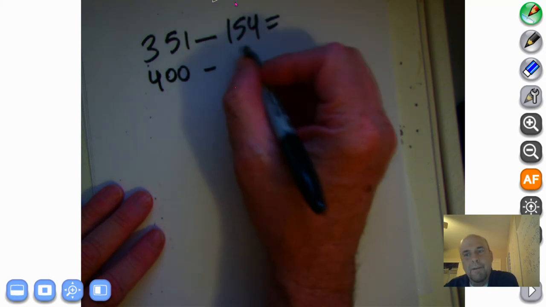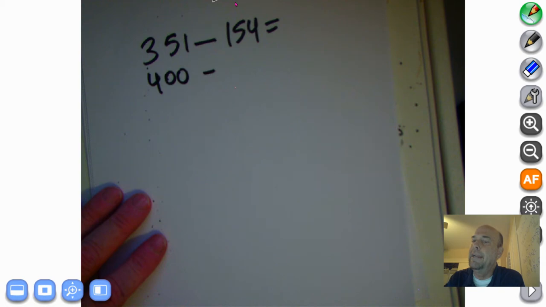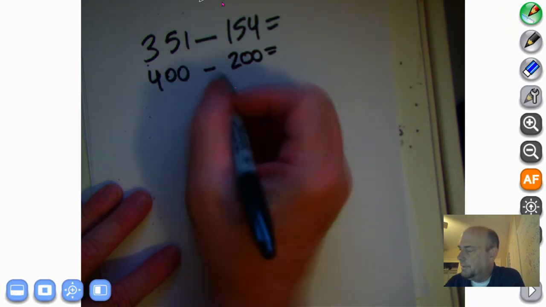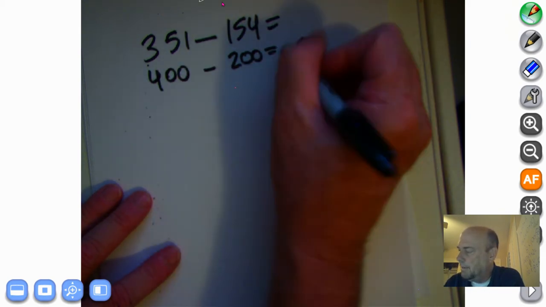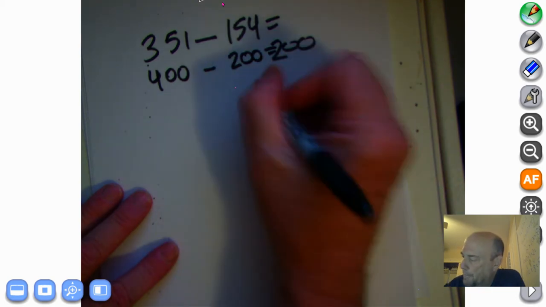154. Are we going to round up to 200 or down to 100? Remember, the midway point between 100 and 200 is 150. That's greater than 150, so we're going to round up to 200. And what do we get? 400 minus 200. 0 minus 0 is 0. 0 minus 0 is 0. 4 minus 2 is 2, and we get 200. Let's do the actual.